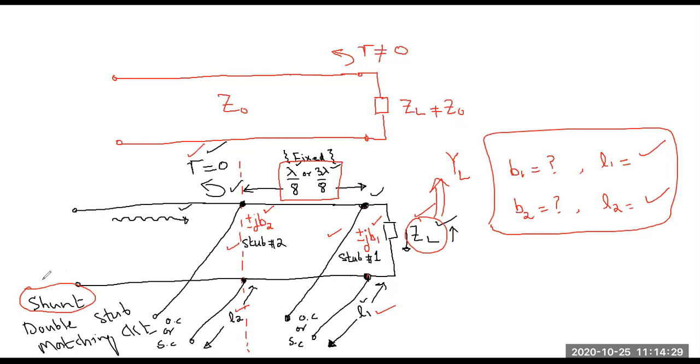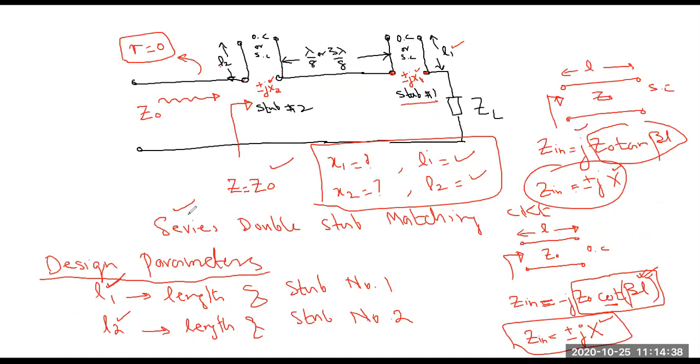It doesn't matter whether you are solving a shunt double stub matching circuit or a series double stub matching circuit, the solution steps are the same. The only thing you need to make sure is that when you are solving a shunt circuit, you are operating in the admittance mode, and when you are solving a series circuit, you are operating in the impedance mode. So with that background, let me solve one example.